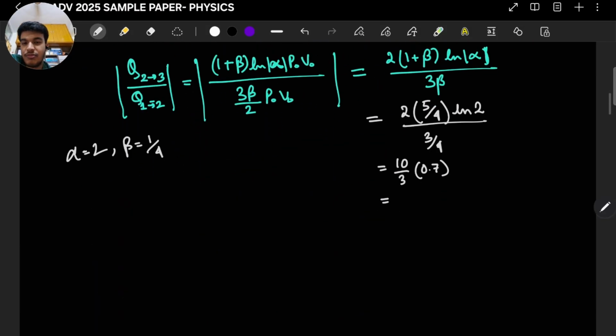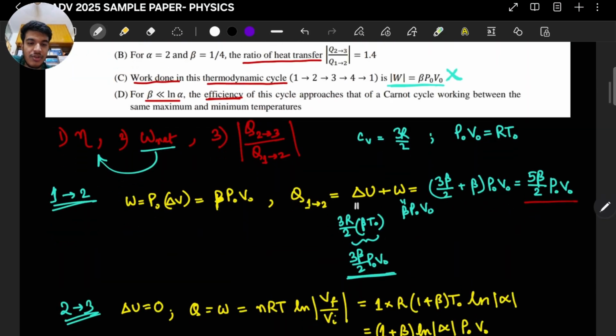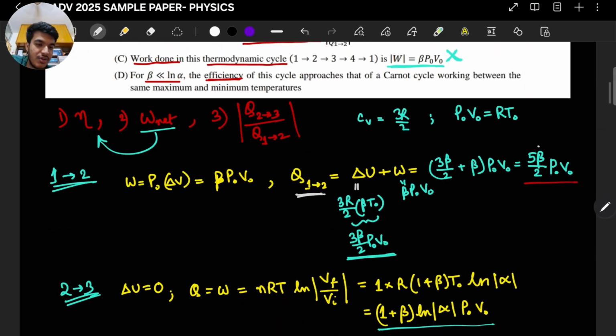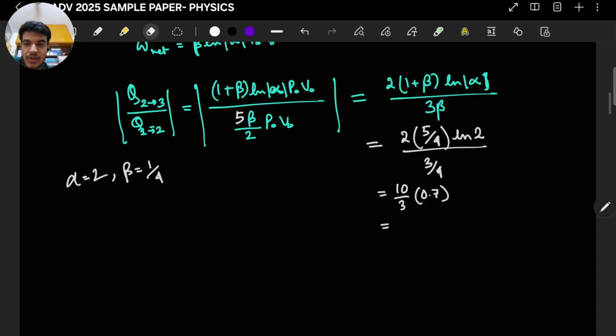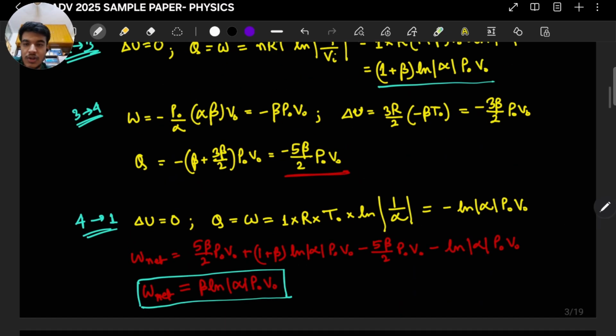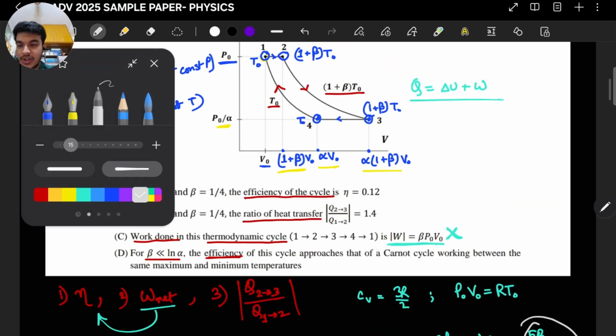Oh, okay, I have made a very bad mistake here. It's 5 beta by 2 P0 V0. So Q is this one, right? This is my Q12. It's not this, it is delta U. I have taken the wrong thing. So it would be 5 beta V by 2. So this is 5 only, so this is 5 by 4. It would cancel out and it would become 2 ln 2, which is 2 into 0.7. So this is 1.4. Okay, so this option is right.